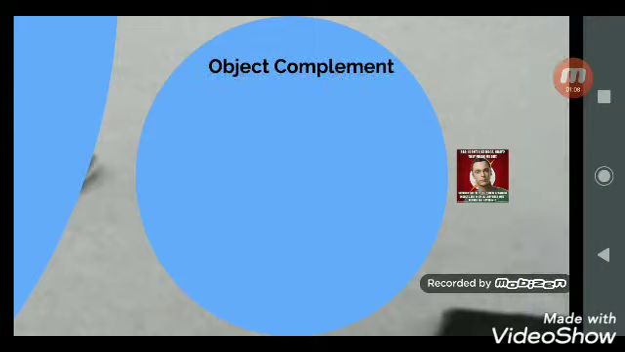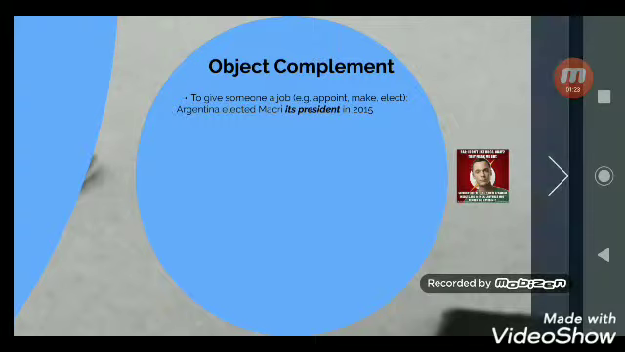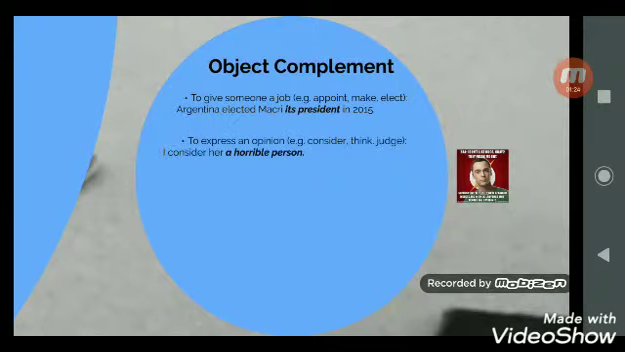And then we have the object complement. To give someone a job, Argentina elected Macri its president in 2015. So here the relationship is between Macri and its president. To express an opinion, for example, consider, think, judge.